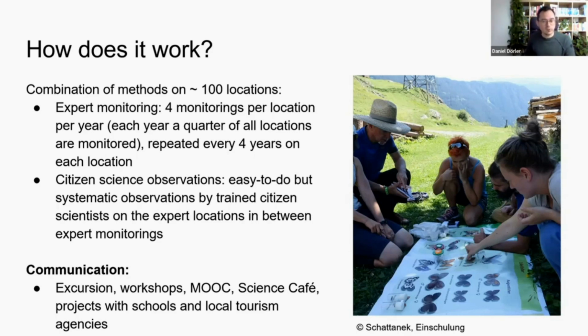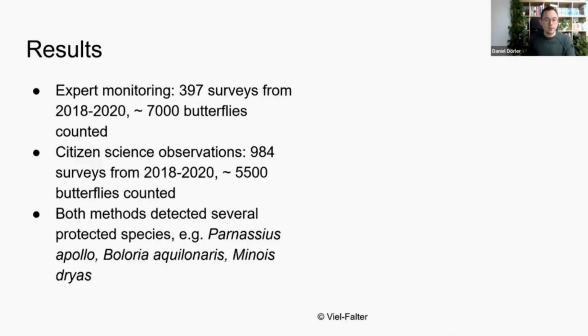To communicate the project further, they also use science cafes, so citizens can meet scientists in a very relaxed atmosphere, usually in a coffee house. And they also do smaller projects with schools and local tourism agencies, because the project has identified local schools and also tourists that are frequently visiting these protected areas to explore the areas and nature there, to be very valuable citizen scientists in the project that are very, very motivated to participate.